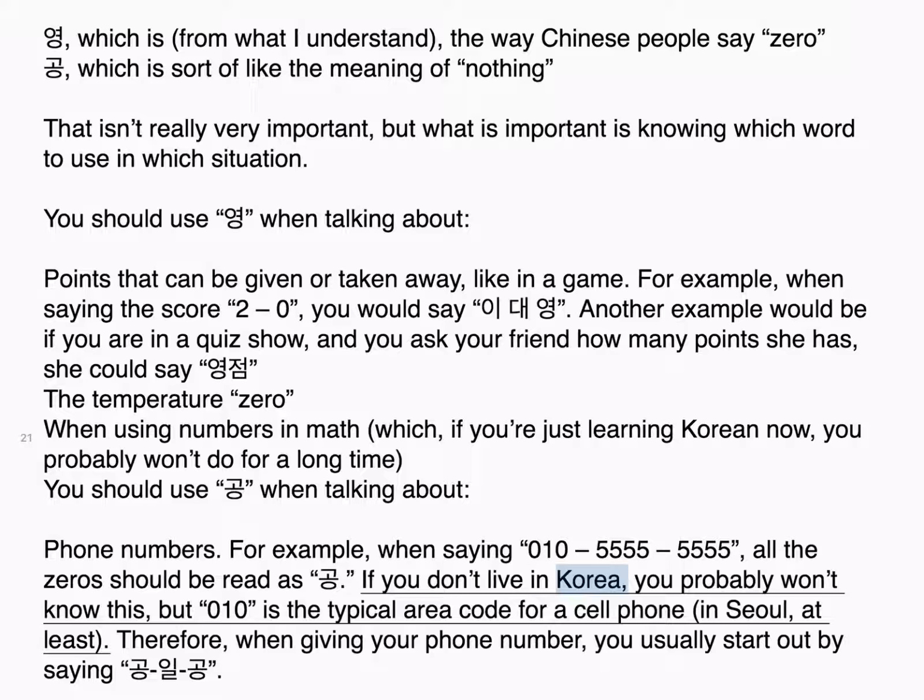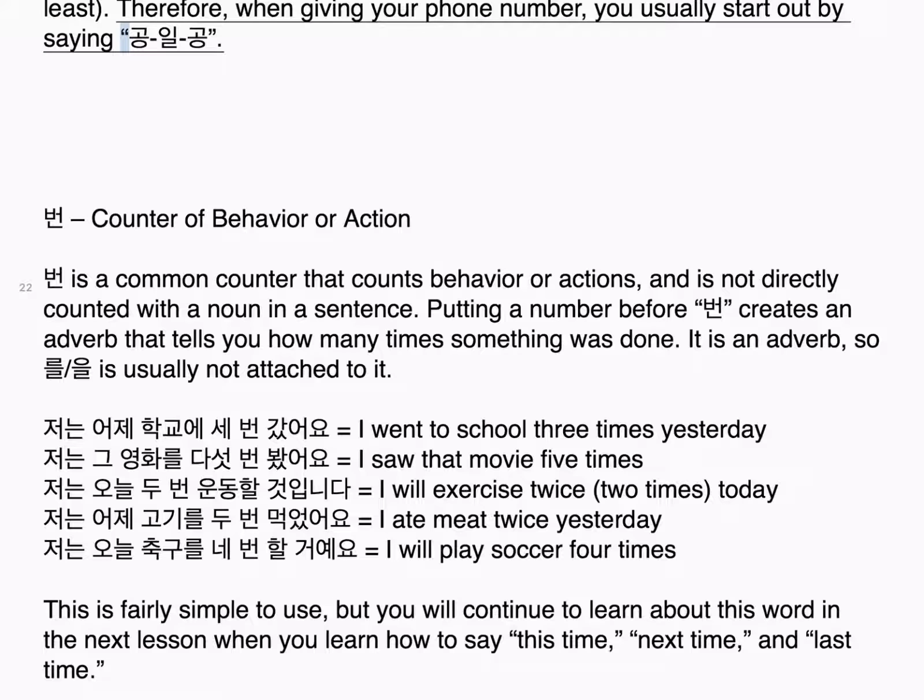If you don't live in Korea, you probably won't know this, but 010 is the typical area code for a cell phone, in Seoul, at least. Therefore, when giving your phone number, you usually start out by saying 공, 일, 공, 번, counter of behavior or action. 번 is a common counter that counts behavior or actions, and is not directly counted with a noun in a sentence. Putting a number before 번 creates an adverb that tells you how many times something was done.